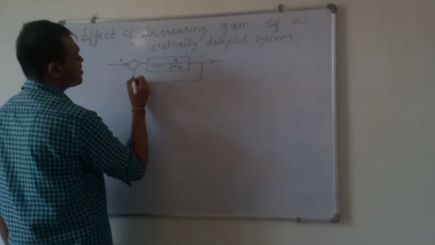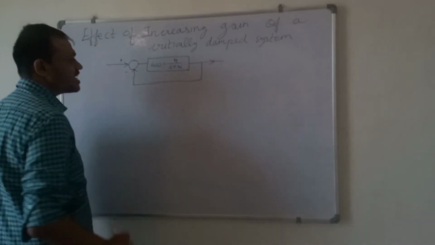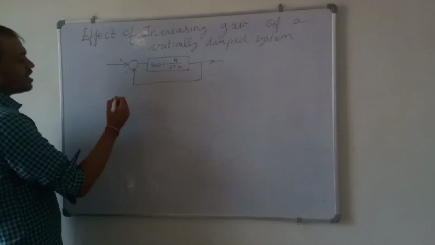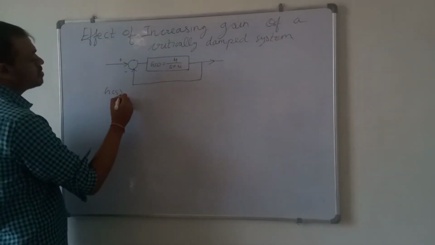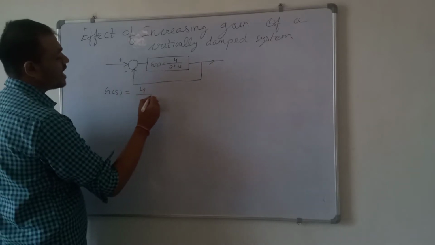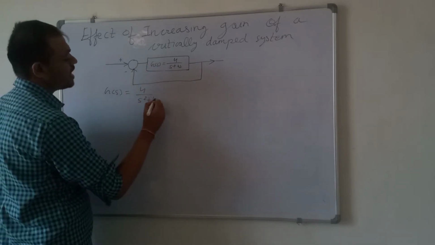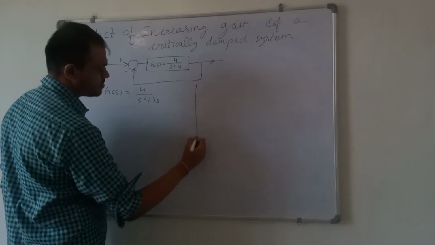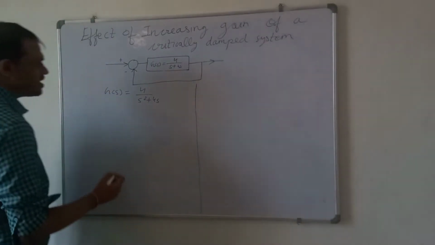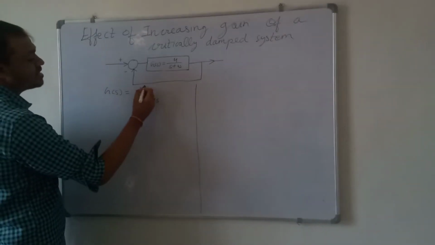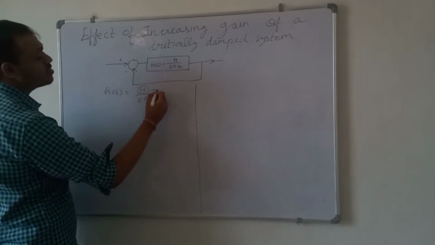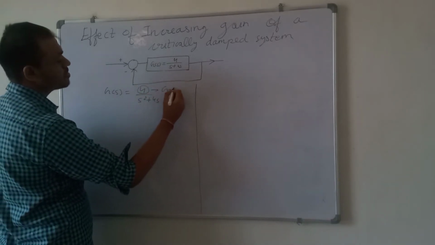It is a negative feedback system of unity negative feedback. So G of S is equal to 4 upon S square plus 4S. So the gain of the system, this represents the gain. So the gain here is 4.